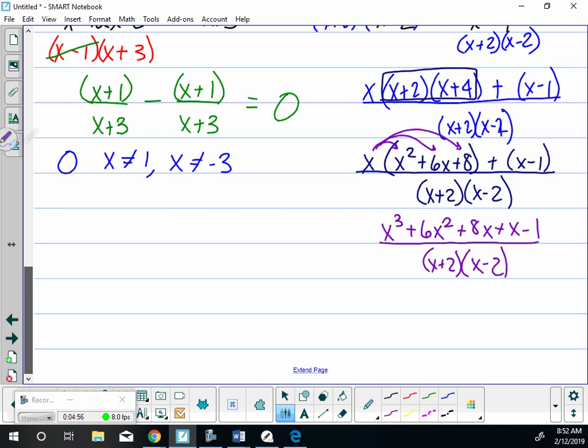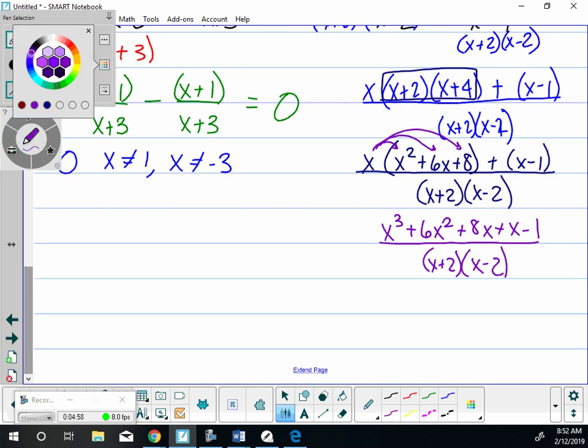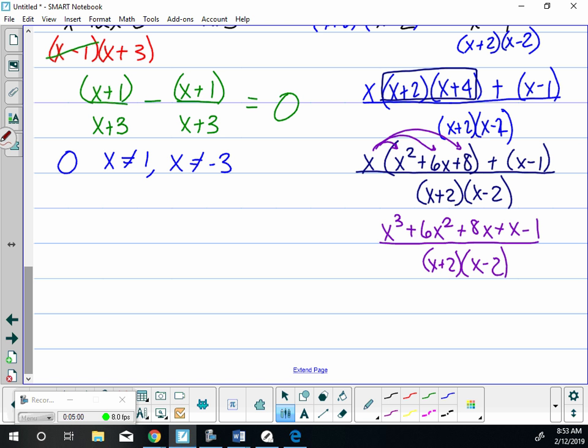Combine like terms. x cubed plus 6x squared plus 9x minus 1 over x plus 2, x minus 2. I would just go with that for an answer. You should try to factor the top if you can, but don't worry about it in this case if it's an x cubed or an x to the fourth.